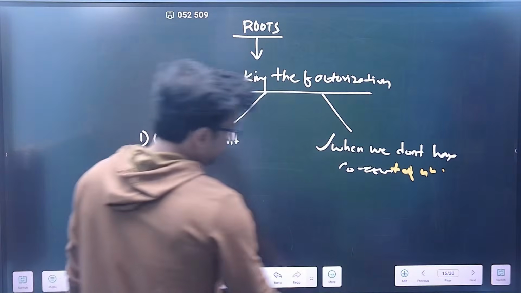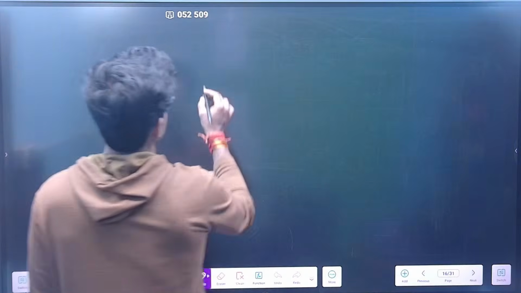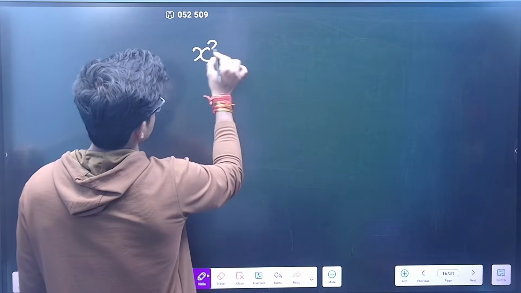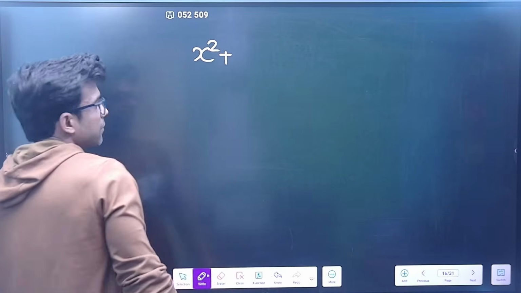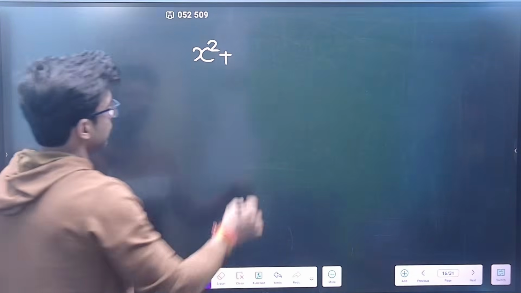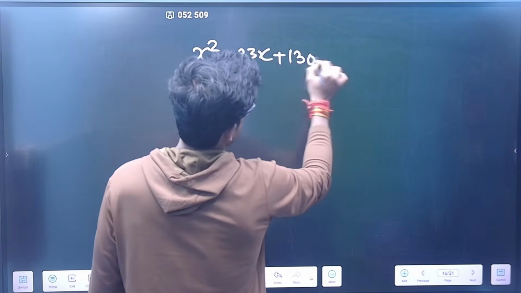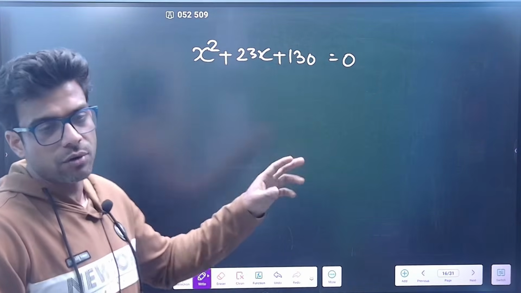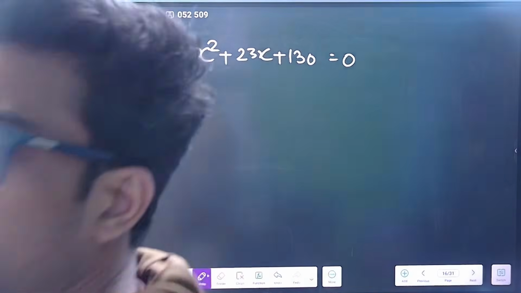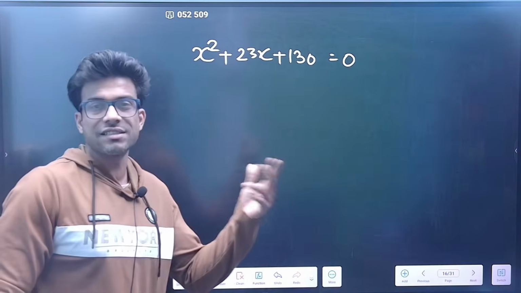Suppose I take an equation x square plus 23x plus 130. First is this one, right? Now suppose you need to solve. Now see the sign. The trick involves the sign only. Here the total scene is different. We are not discussing the sign right now.